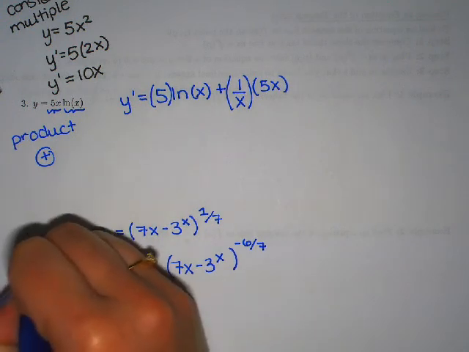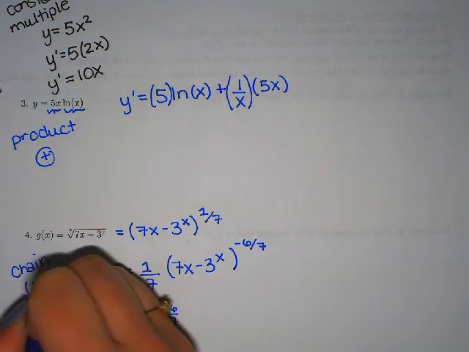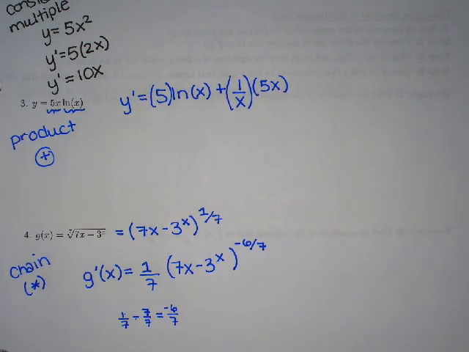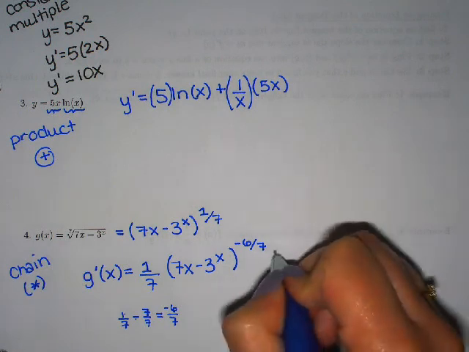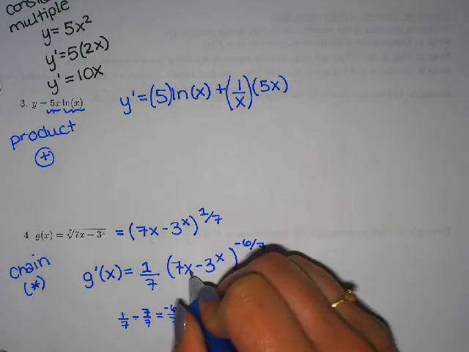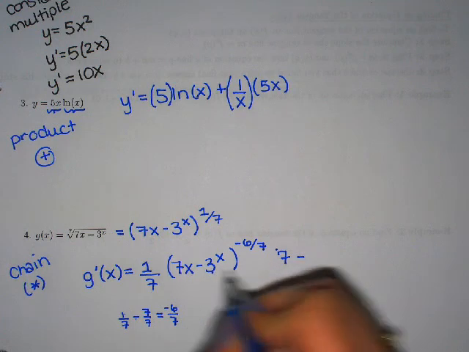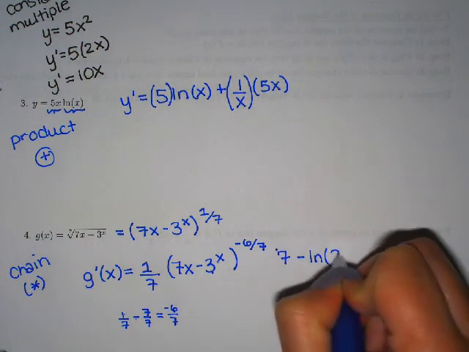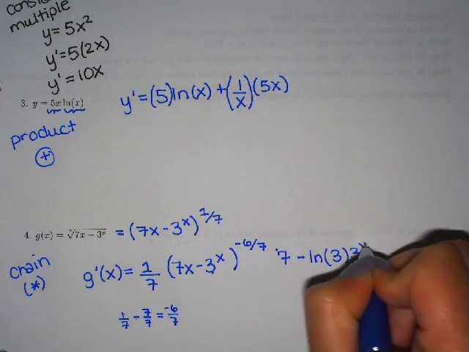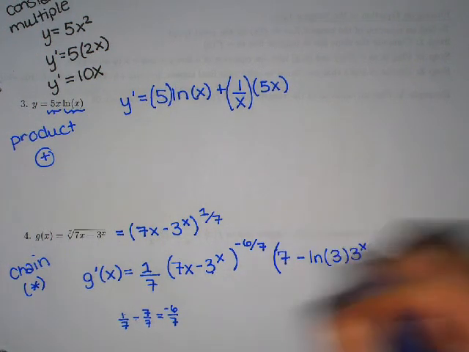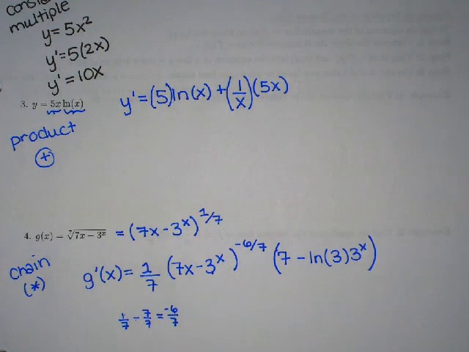Last thing, because this is a chain rule, we need to have multiplication. So it's super common to just forget this last part. We need to multiply by the derivative of the inside. Derivative of 7x is 7, minus the derivative of 3 to the x, which is going to be ln of 3 times 3 to the x. And because it's more than one term, we need some parentheses, which is good because we needed to show multiplication anyway. So bring down the power, original inside, raised to a new power, multiply by the derivative of the inside.